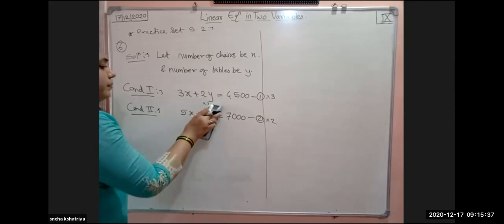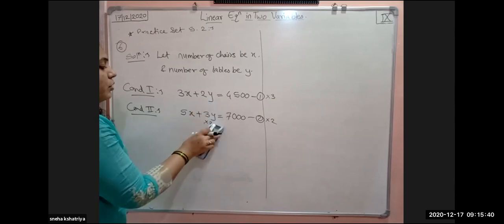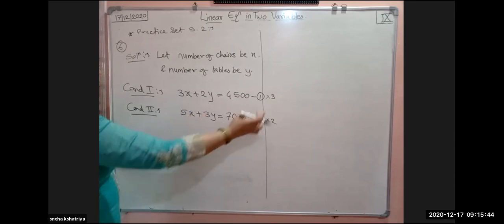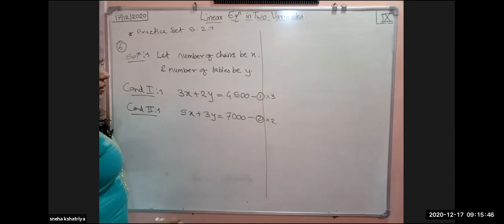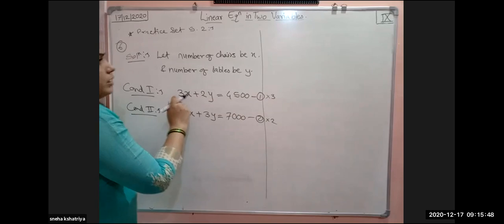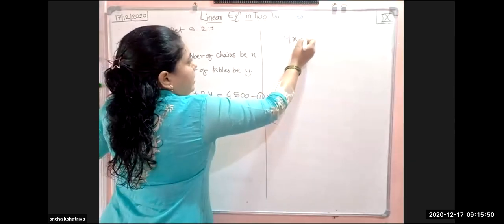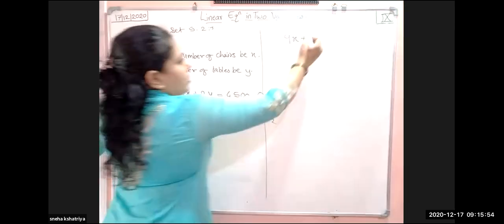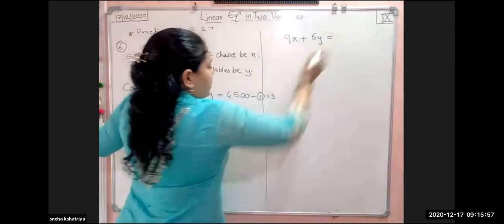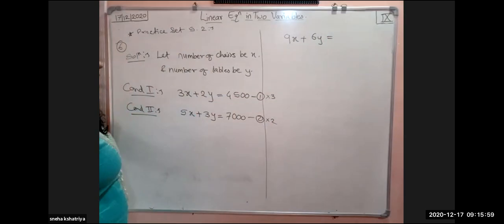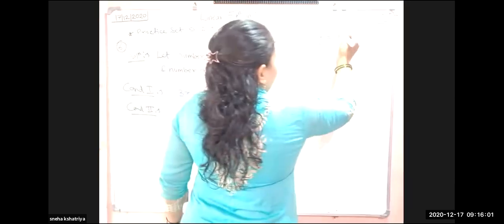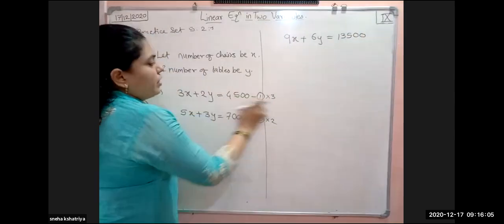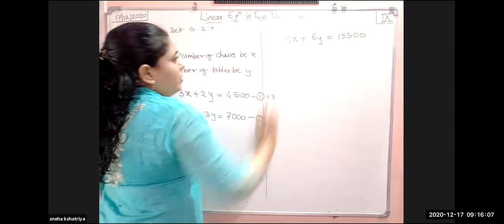So here, both the equations you have to multiply. Okay, both equations you have to multiply by some number. Okay, so 3 into 3, how much? 9x. Okay, plus 3 into 2, 6y, which is equal to 3 into 4500. It is 13500. 4500 3s are 13500.